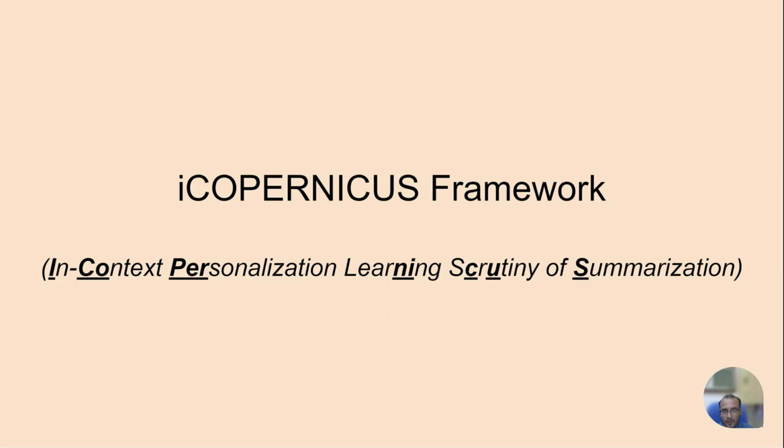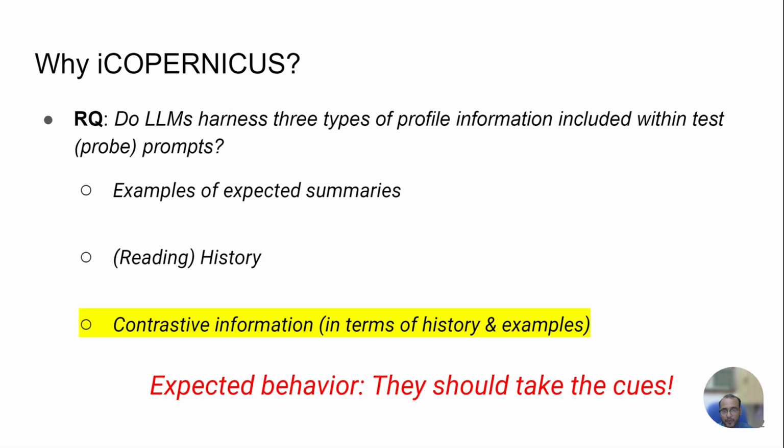So now the iCOPERNICUS framework stands for In-Context Personalization Learning Scrutiny of Summarization. The research question being: do LLMs harness three types of profile information included within test prompts? Which means, if we help the LLMs with richer user profile information, in the form of examples of expected summaries, reading history, or contrasting information, can they utilize that and perform better in terms of personalization?